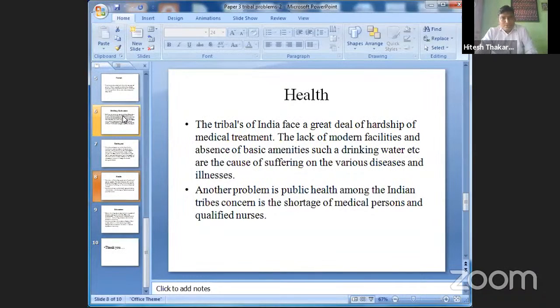Health. The tribals of India face a great deal of hardship in medical treatment. The lack of modern facilities and absence of basic amenities such as drinking water, etc., are the cause of suffering from various diseases and illnesses. Another problem is public health among the Indian tribes. A concern is the shortage of medical persons and qualified nurses.